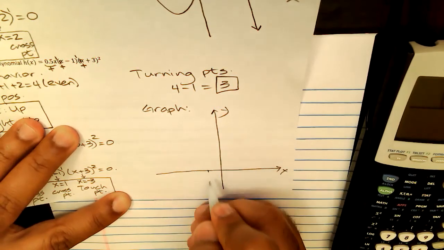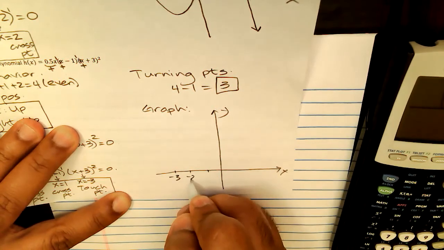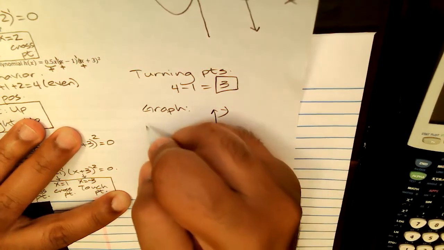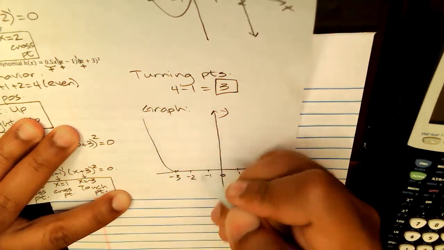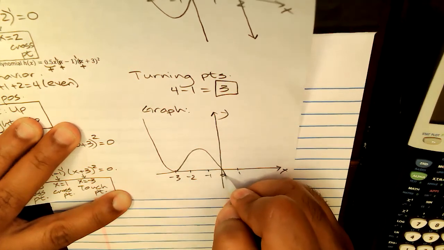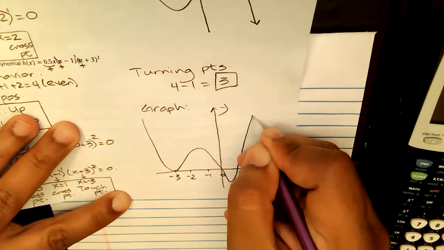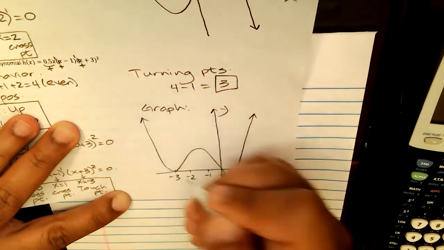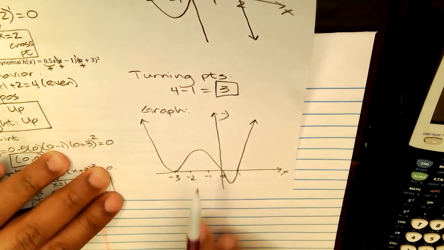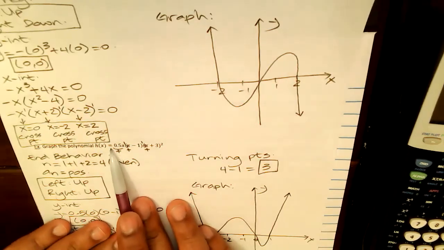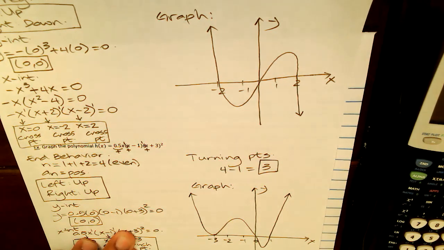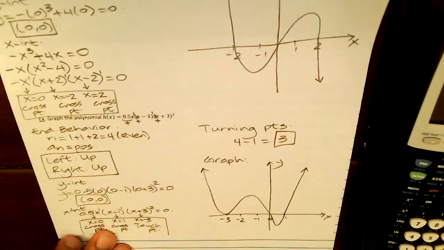So at negative 3. Okay, so my graph does this. Goes up, crosses, turns around, and then goes back up. And this is just a sketch of my graph. This is the graph of the polynomial 0.5x times x minus 1 times x plus 3 squared. And this is how we graph polynomials.